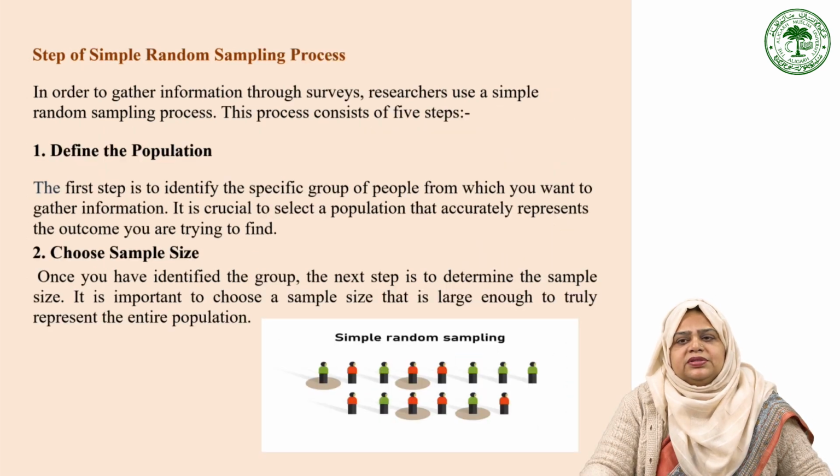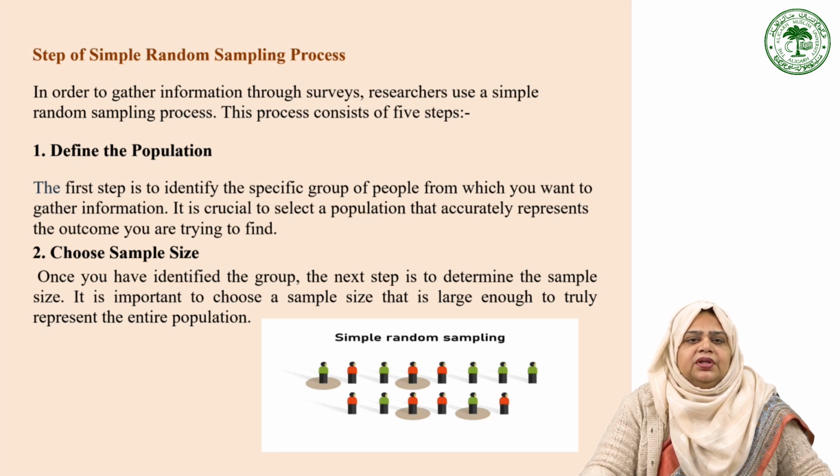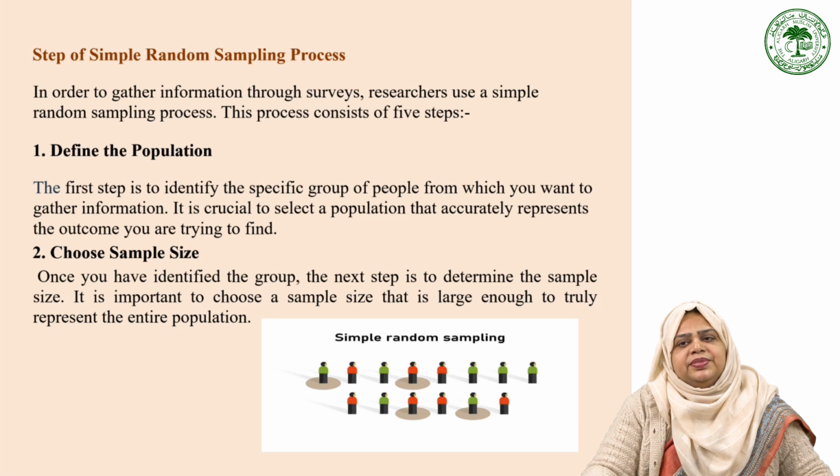This simple random sampling process has certain steps. And the first step is to define the population, which means identifying the specific population that the researchers want to learn about. It's important to ensure that this population accurately represents the outcome the researchers are trying to understand. The second step is to choose the sample size. Researchers need to decide how many people from the overall population they will select. It is crucial to select a sample size that is large enough to truly represent the entire population. This ensures that the findings from the sample can be generalized to the larger population.